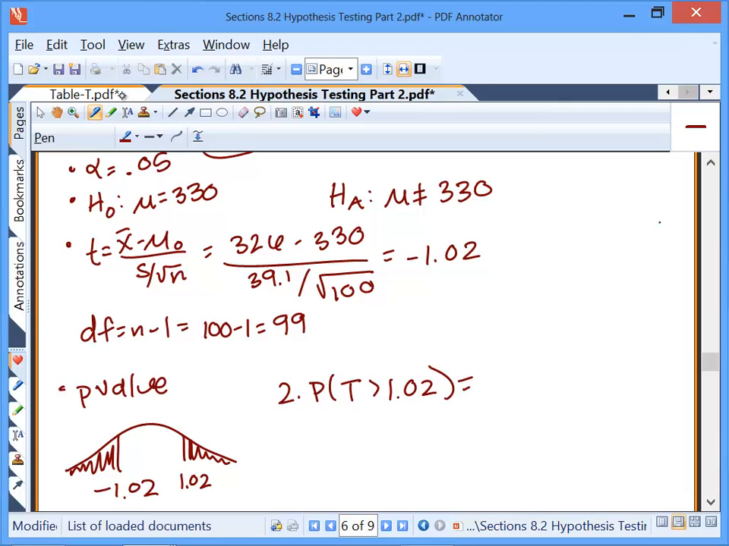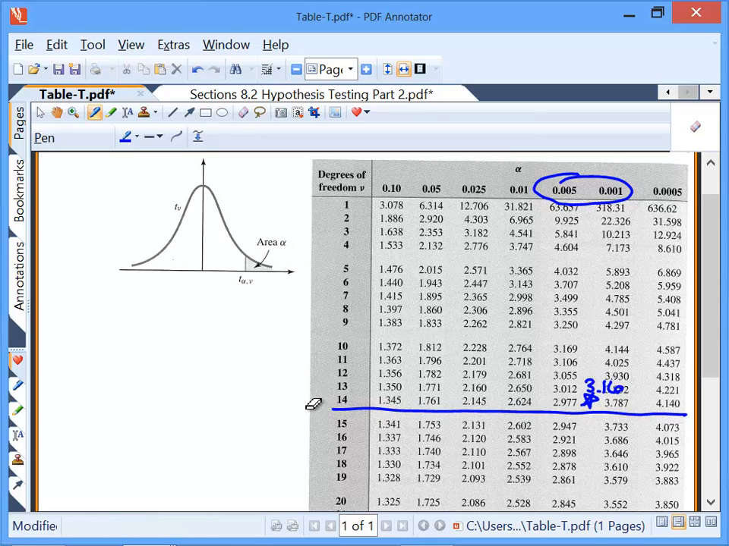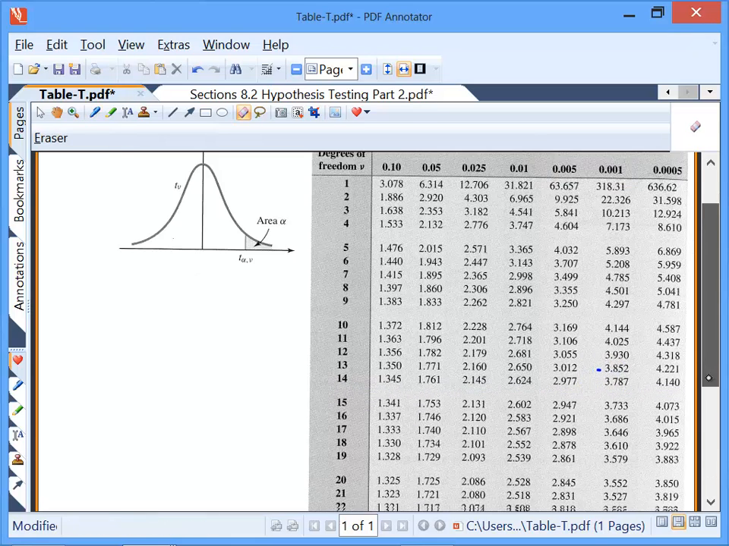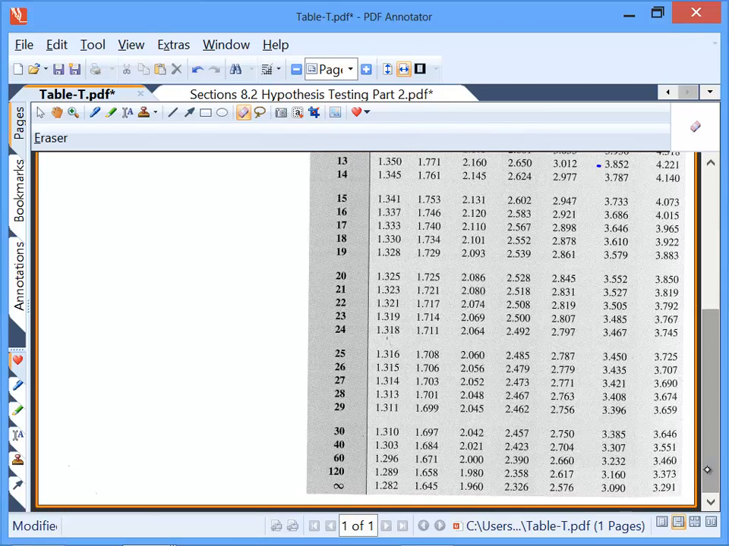So when I go to my t-table, I'm looking for 99 degrees of freedom now. Are you going to find it on this table? No. When we had our confidence intervals, what did we do when our degrees of freedom weren't on the table? We rounded down to be conservative. We're going to do the same thing here. So round down degrees of freedom.